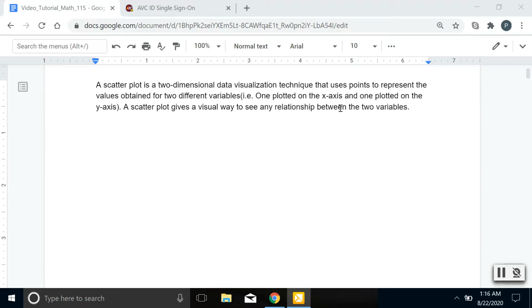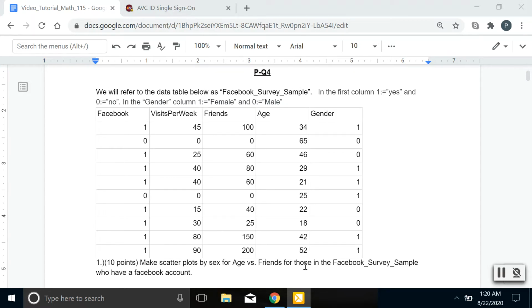Okay, so now let's take a look at practice quiz 4 number 1. Here's practice quiz 4 question 1. We're given this data set right here, referred to as the Facebook survey sample. In the first column, 1 means yes, 0 means no. So suppose you're asking a person, do they have Facebook? If they say yes, you put a 1 here. If they say no, you put a 0 all the way down.